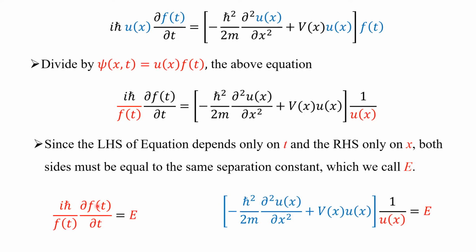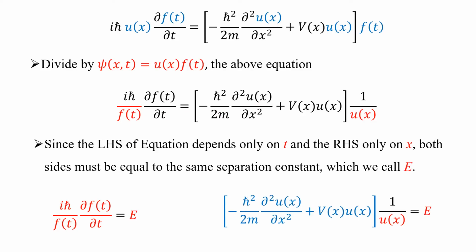Simply, the dimension of f of t will get cancelled with this f of t. Here the only term is h cross over t. This h cross over t has the dimension of energy. So naturally, this E must be the energy level. Similarly, if you take the right hand side, you will get E because it must be the same E. So, as I said, the left hand side will not get affected by changing x. Similarly, the right hand side will not be affected by changing t.